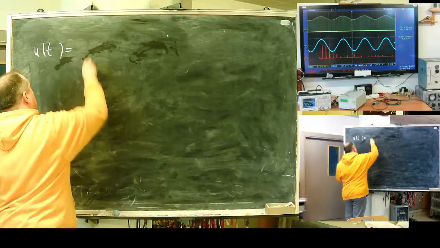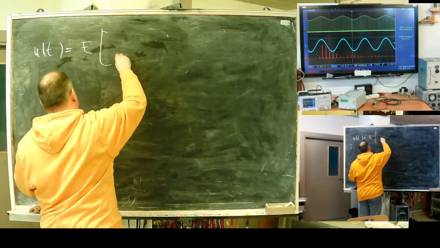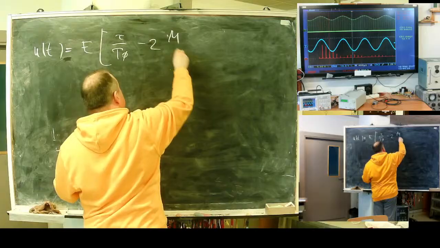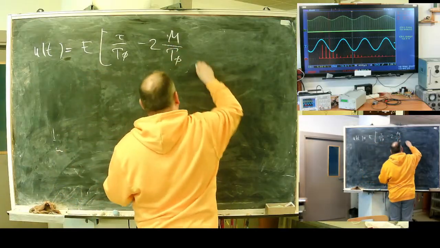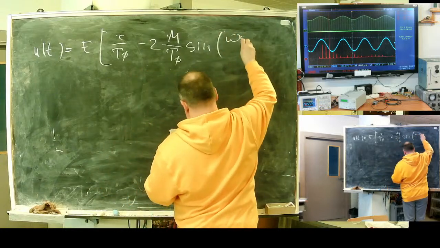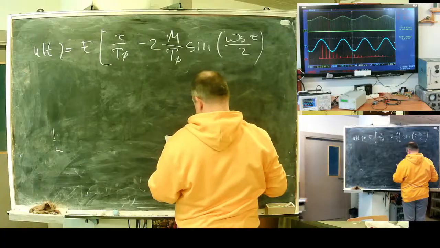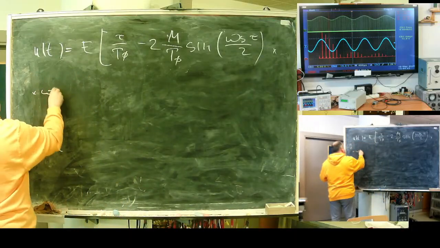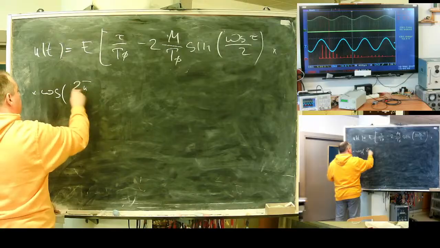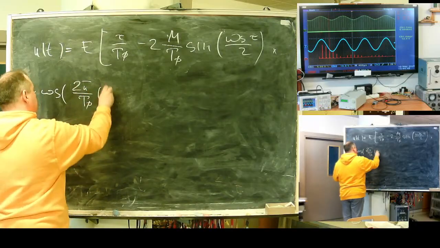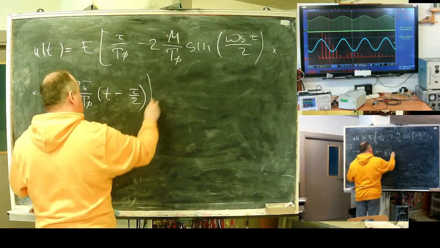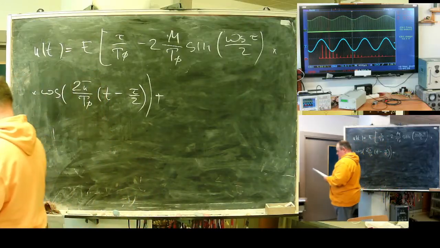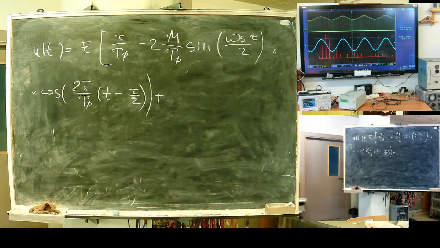Signal can be substituted as A tau divided by T0 minus double modulation D divided by T0, sine omega S tau by half, multiplied by cosine of double P divided by T0 10 minus tau by half plus... I will continue on next table because it's a big object.